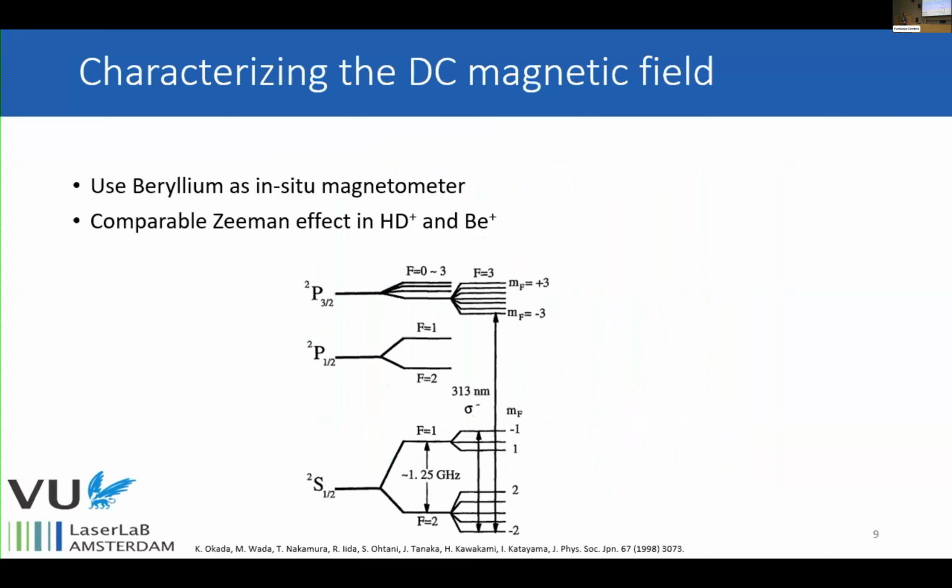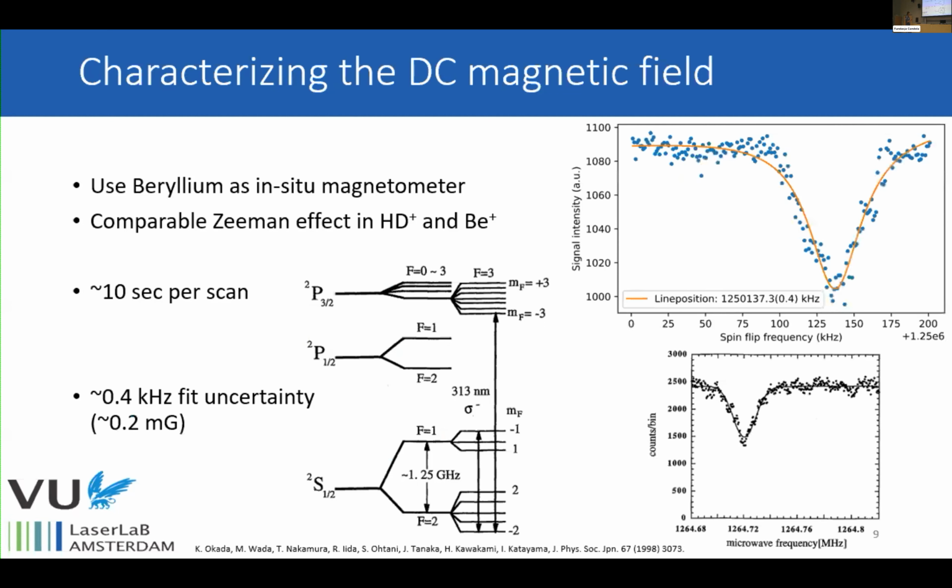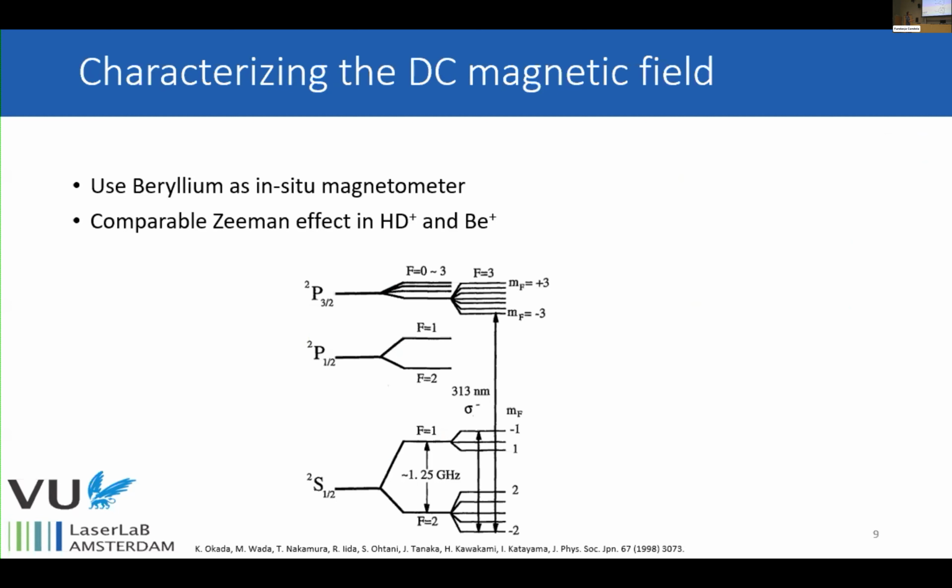So then we have to characterize the DC magnetic field. We have beryllium in our trap for the sympathetic cooling of Hg+. And the Zeeman effect in Hg+ and beryllium is comparable because of the spin of the unpaired electron. So we can use beryllium as an in situ magnetometer. We use this transition for our laser cooling transition, and the spontaneous decay back into this level is what gives us the fluorescence in the camera. And then with our antenna and our RF source, we can induce this spin flip transition.